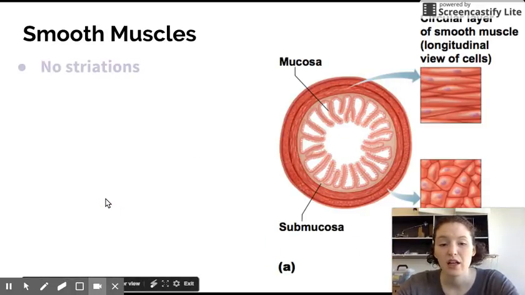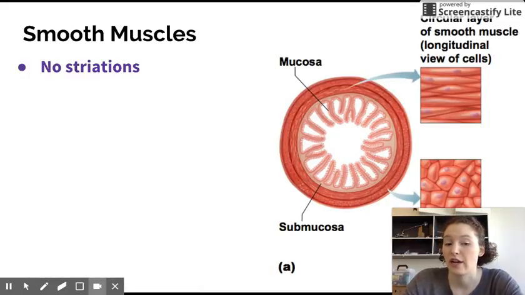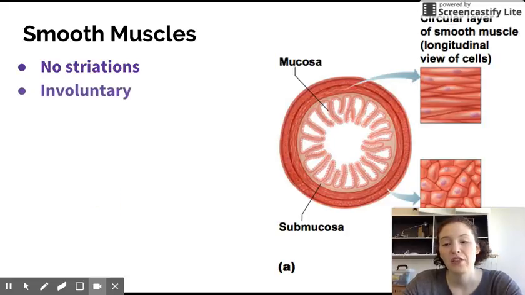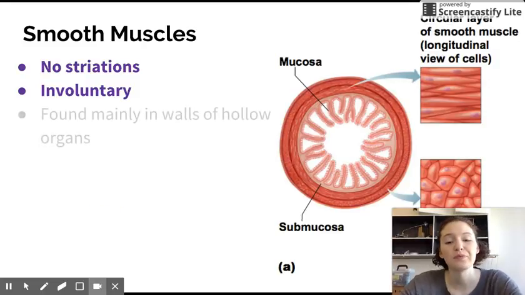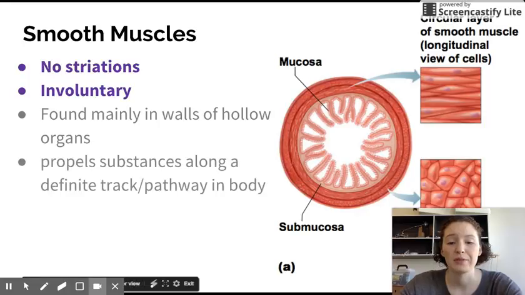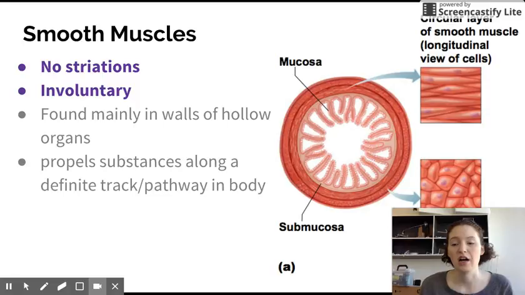Smooth muscles. These do not have striations, hence the no banding, hence the term smooth. They're involuntary, which means I do not consciously think them to work. They're found mainly in the walls of hollow organs. Think the organs of the digestive system, the urinary system. They're found in the walls of our blood vessels. So in these hollow organs, they propel substances along a specific path or track that has sort of been designated.